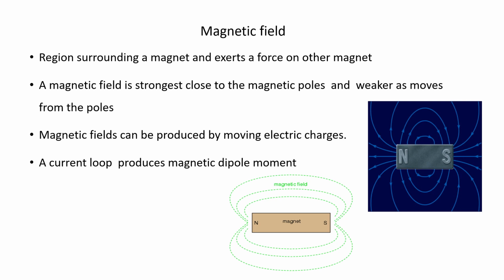A current loop produces a magnetic dipole moment. That is, when a current is passing through a circular loop, it produces a magnetic field, and hence it is equivalent to a magnetic dipole, and it has a north pole and south pole just as in the case of a bar magnet.